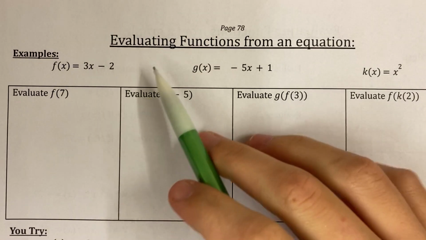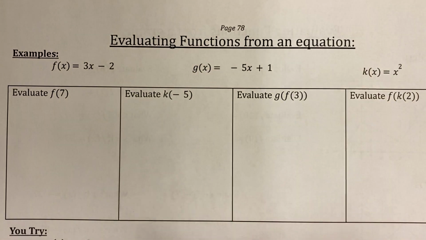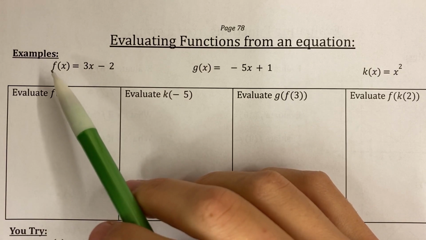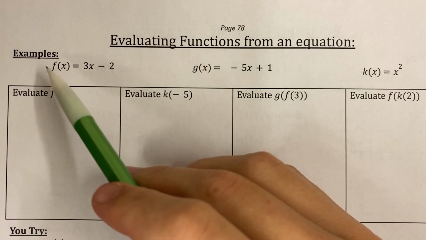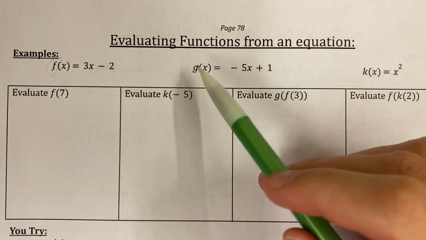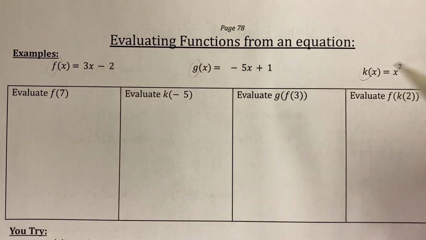All right, here it is. Here is how we evaluate functions from an equation. So again, we're going to treat our functions as machines. So this machine is the F machine, we have a G machine, and we have a K machine. And each machine does something different.